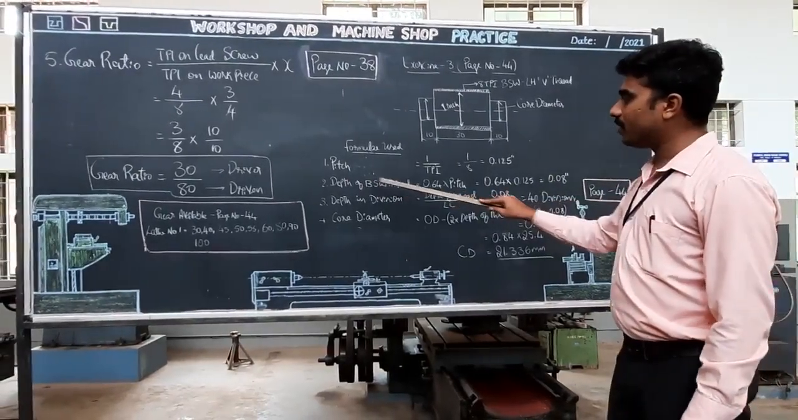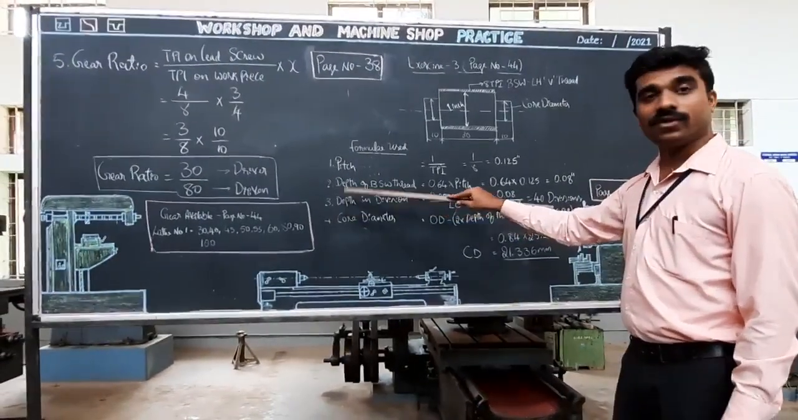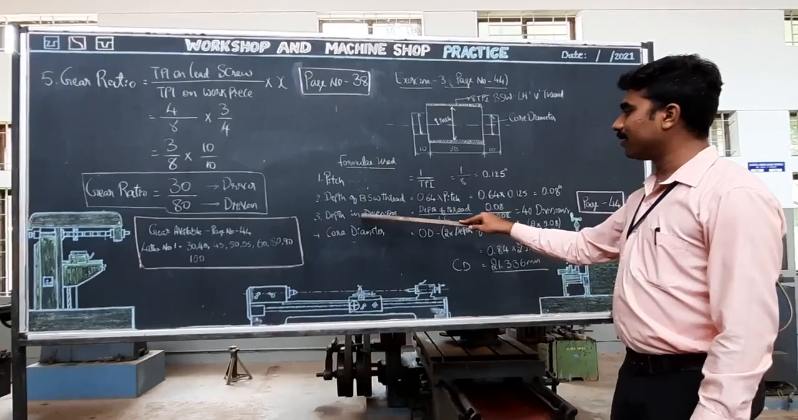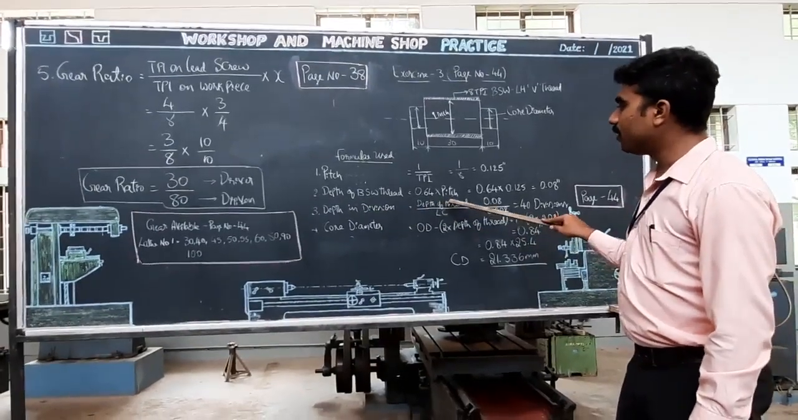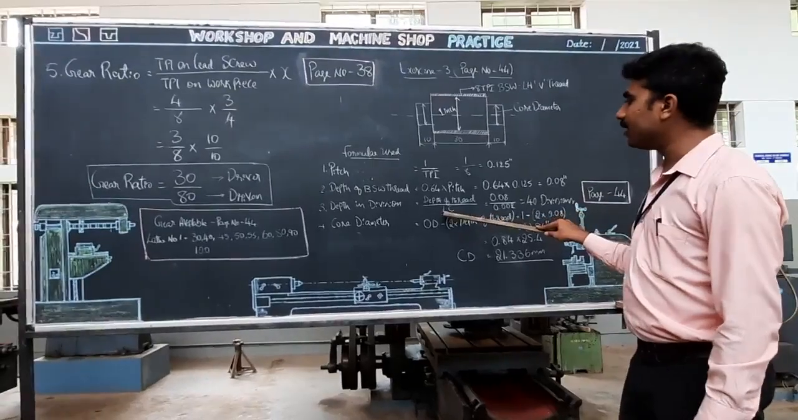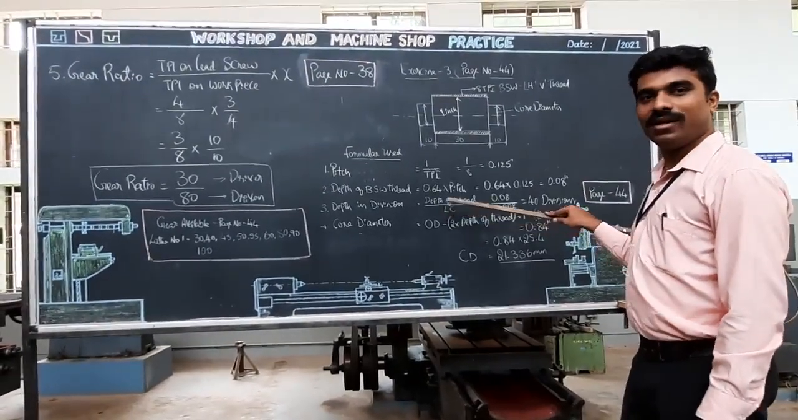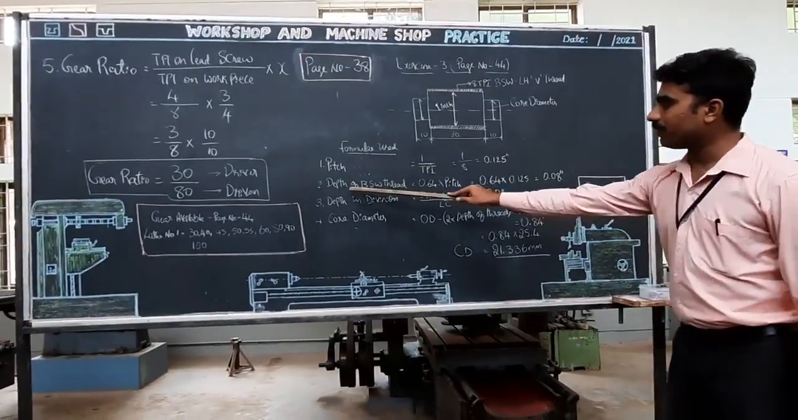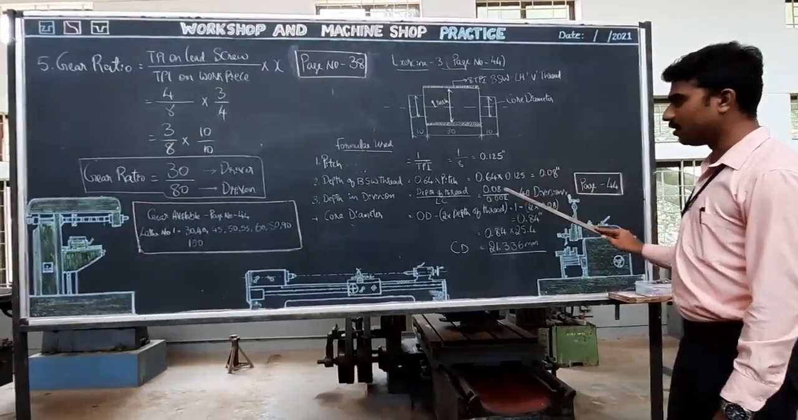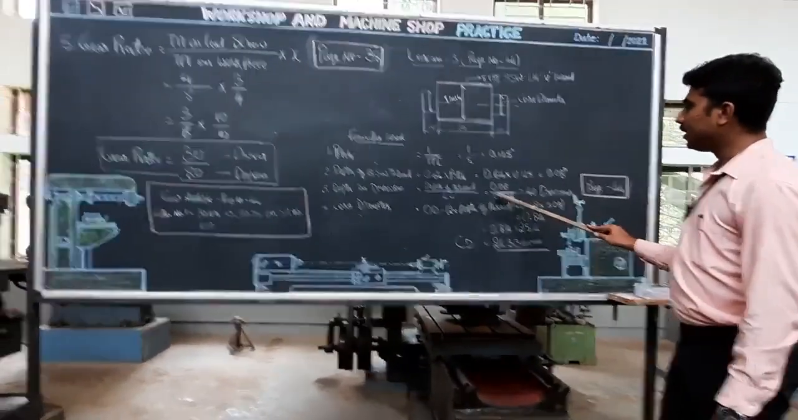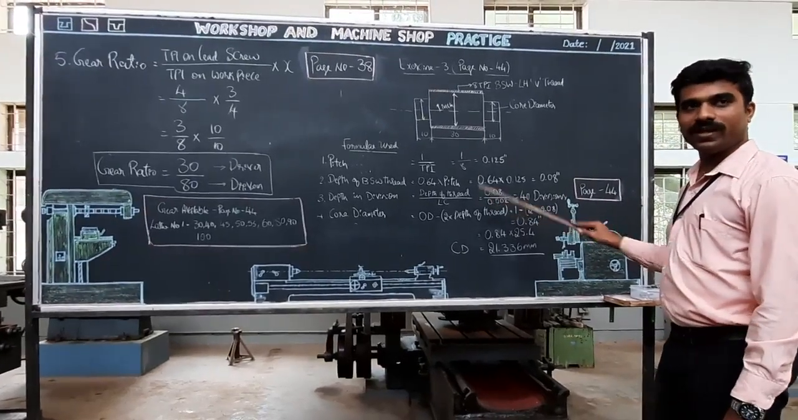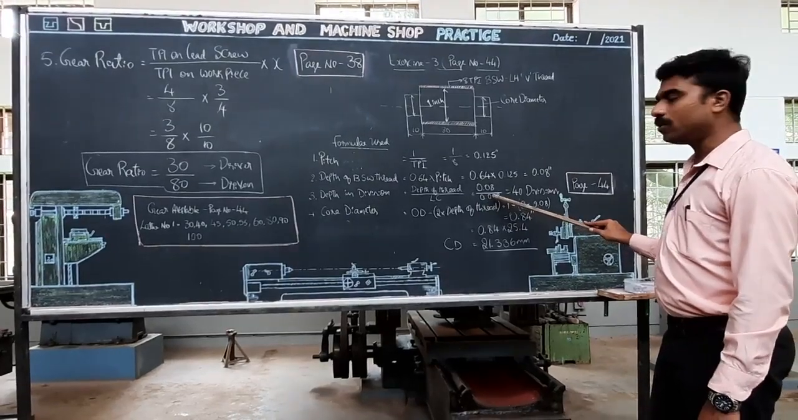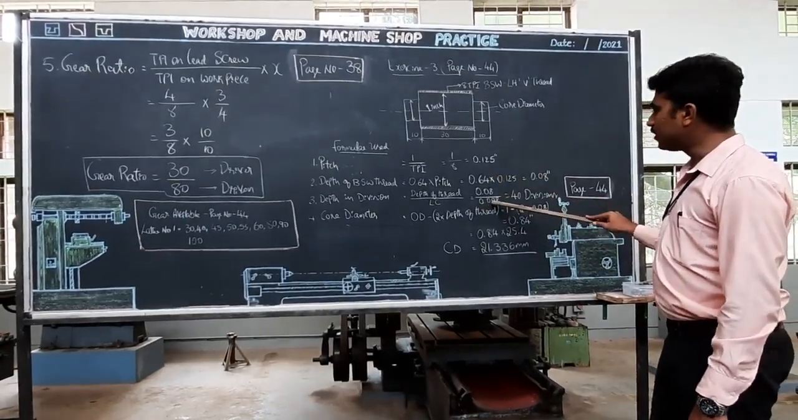So when you calculate the depth of the BSW thread, the third one is you have to calculate depth in divisions. The equation to calculate depth in divisions is depth of BSW thread divided by least count. LC stands for least count. What is the depth of the thread? I have just calculated that, 0.008, divided by least count. For the lathe we are using, the least count is 0.002.